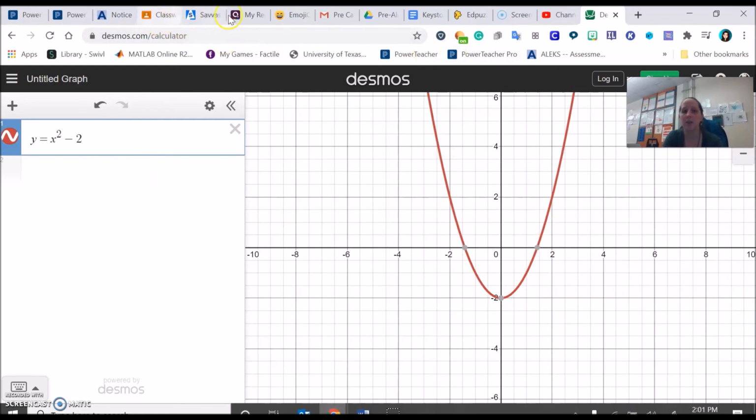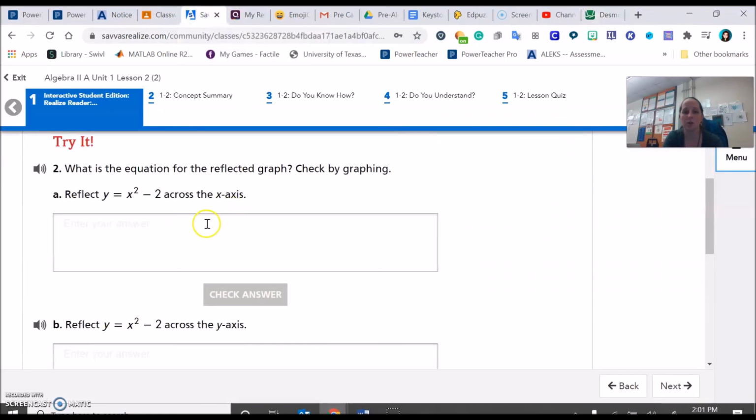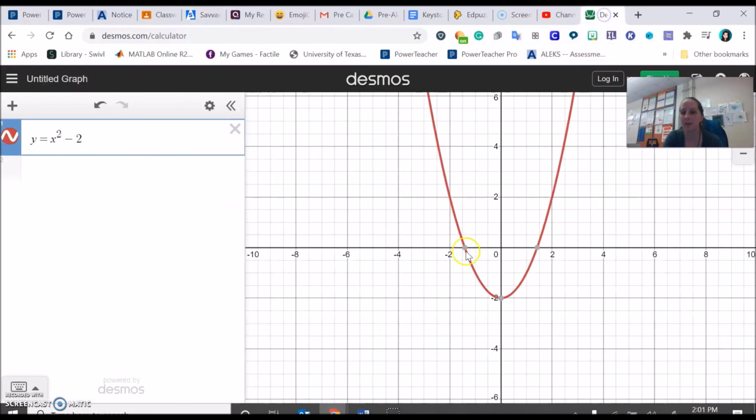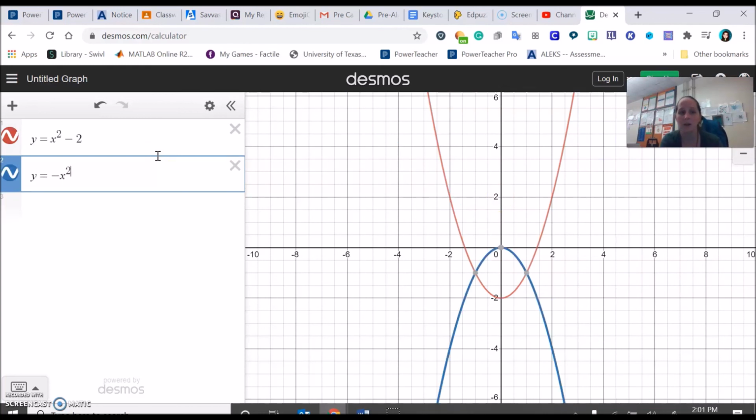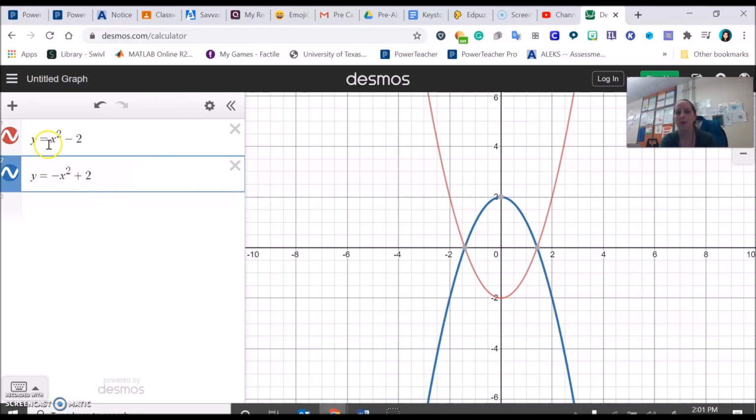Now they've asked me to reflect it across the x-axis. So here's the x-axis right here. I'm just going to reflect it down. My point was at (0, -2). Now I want it to be at (0, 2). So in order to do that, y = -x². I flipped this. The x² became negative, and -2 became positive.